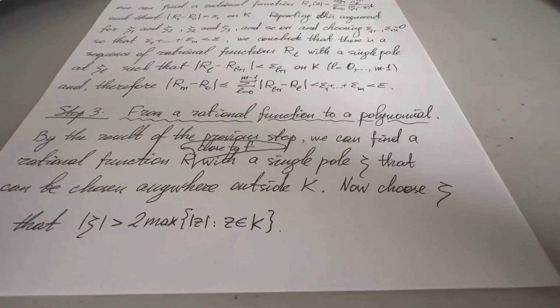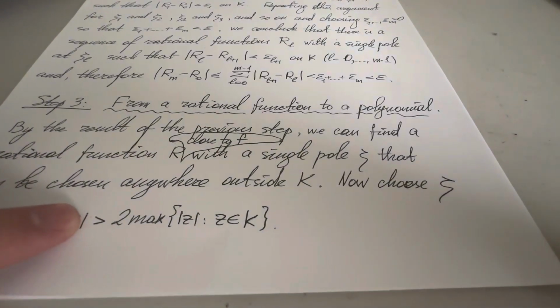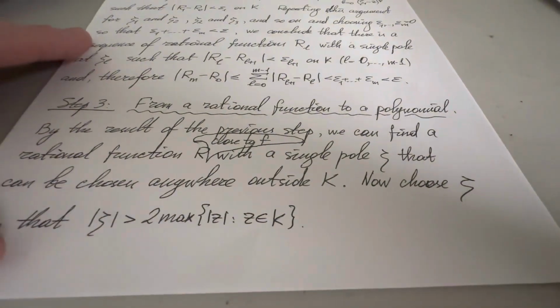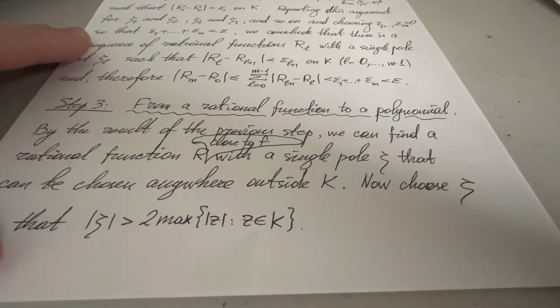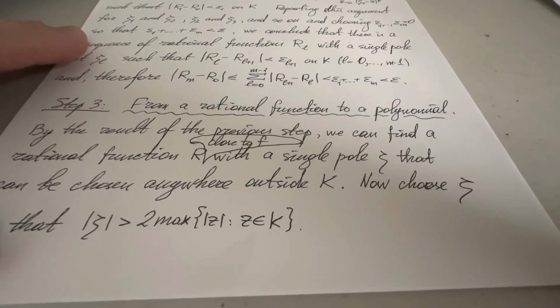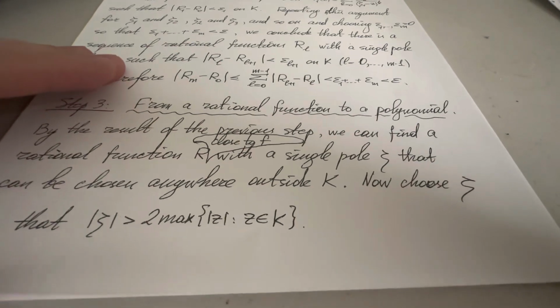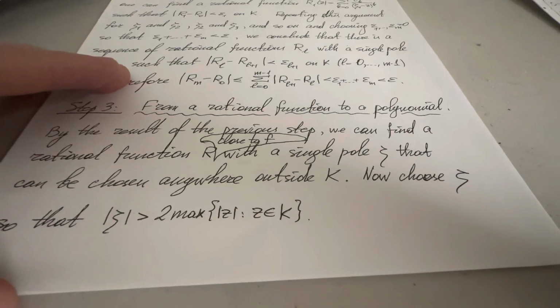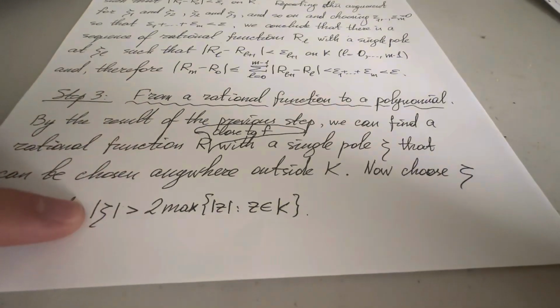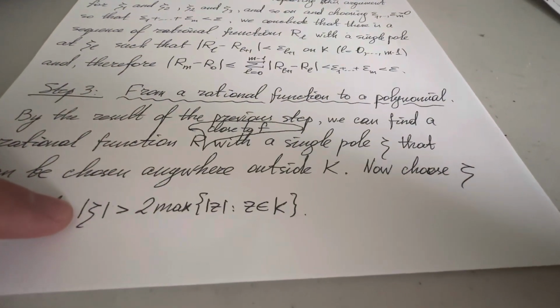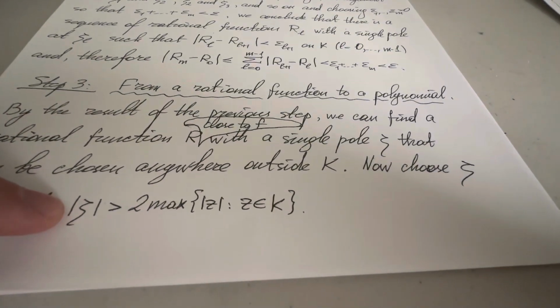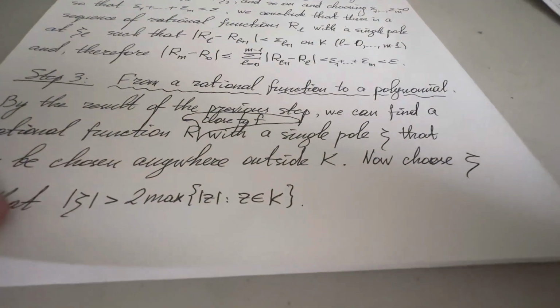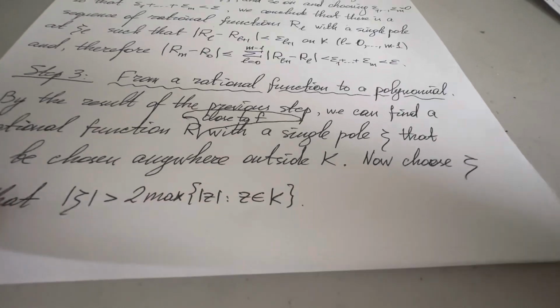Step 3, the creme de la creme. From a rational function to a polynomial. By the result of the previous step, we can find a rational function r close to f with a single pole zeta that can be chosen anywhere outside of k. So we choose this zeta such that the modulus of zeta is at least 2 times the maximum of the modulus of z, where z is an element of k. So he wants it sufficiently far away.